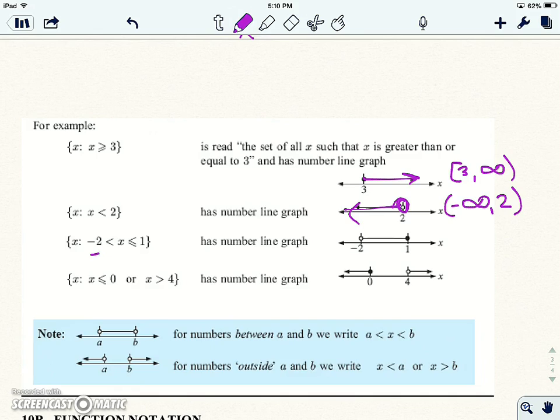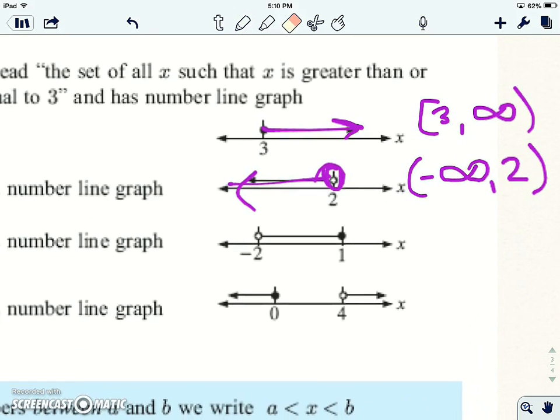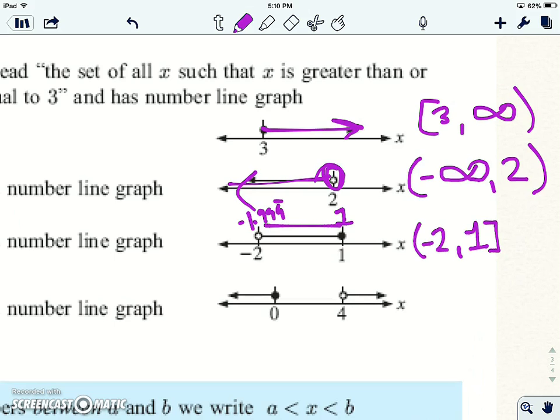If we wanted to say negative 2 is less than x is less than or equal to 1, then we could write it in bracket notation. It looks like this. It's all the numbers negative 1.999 forever up to 1. So we don't ever touch negative 2, but we do eventually get to 1.